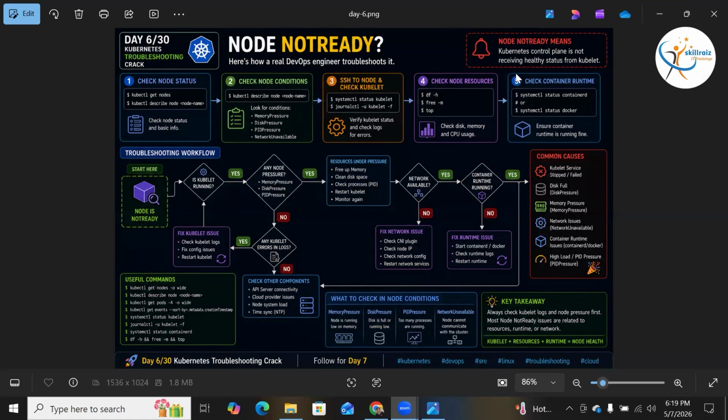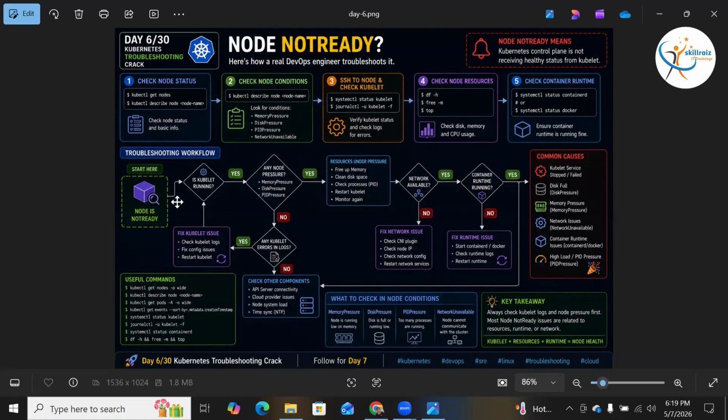If that node is still down, you can also check which container runtime we are using, and try to check the status of the container runtime: systemctl status containerd, or if you are using Docker as the container runtime, systemctl status docker. So we can try to start those services and resolve those issues.